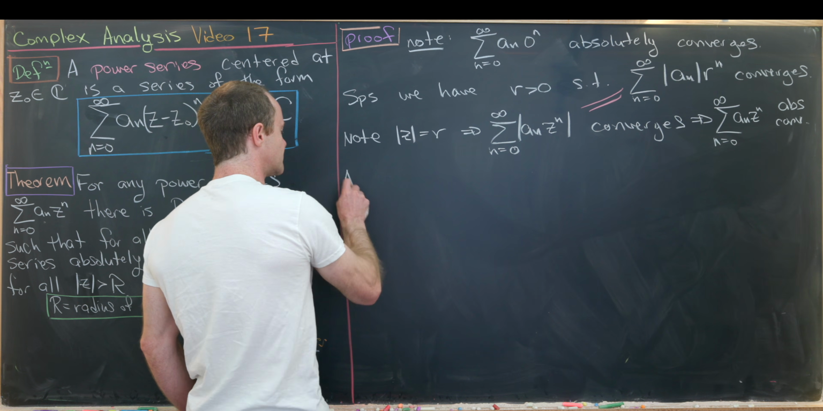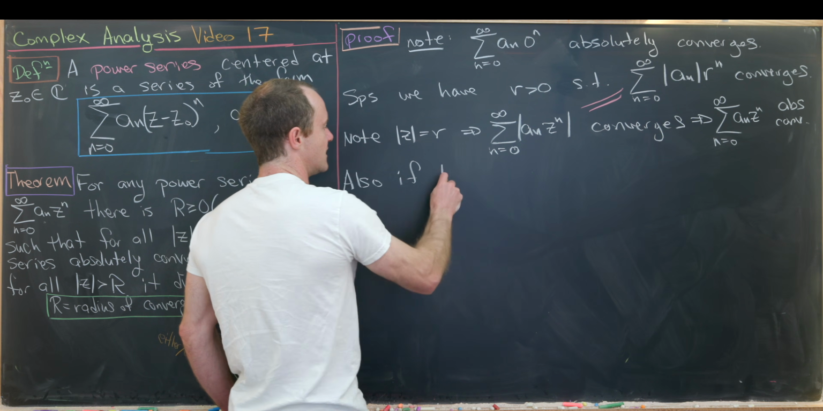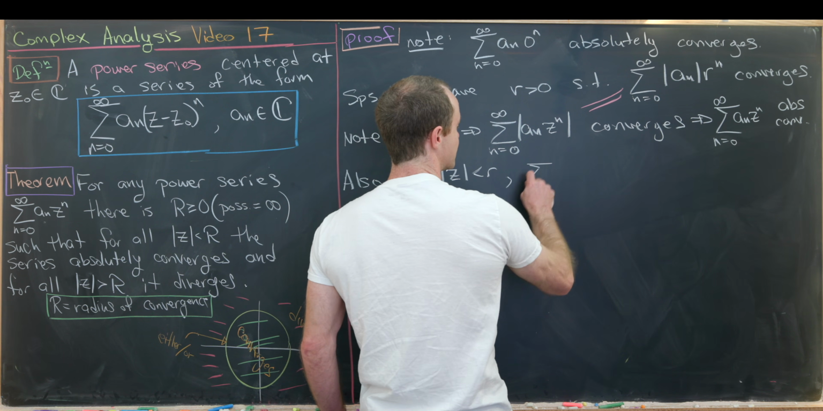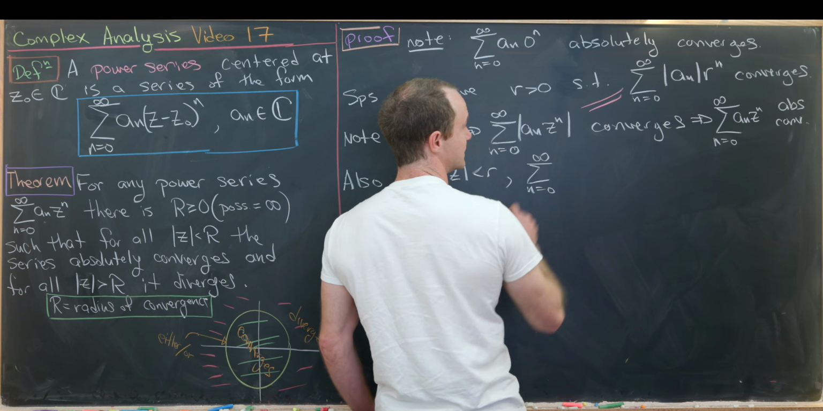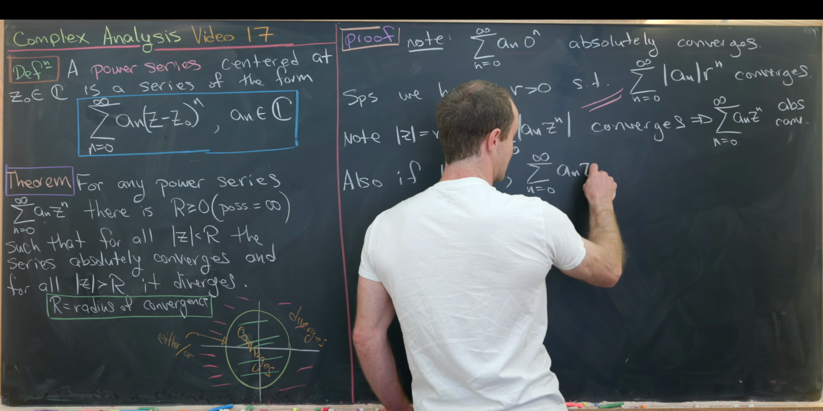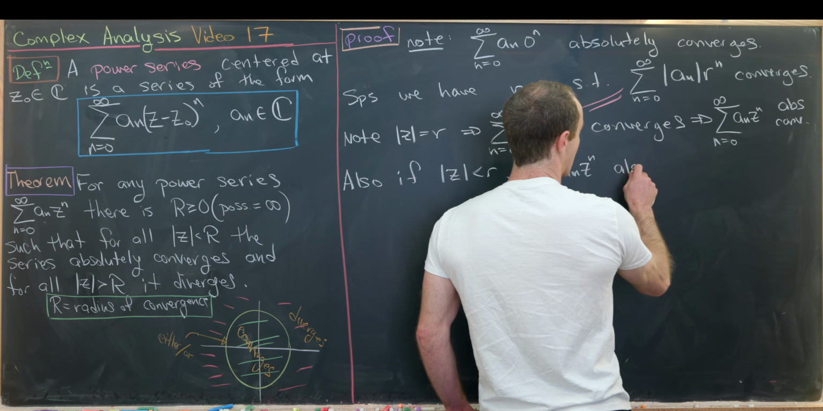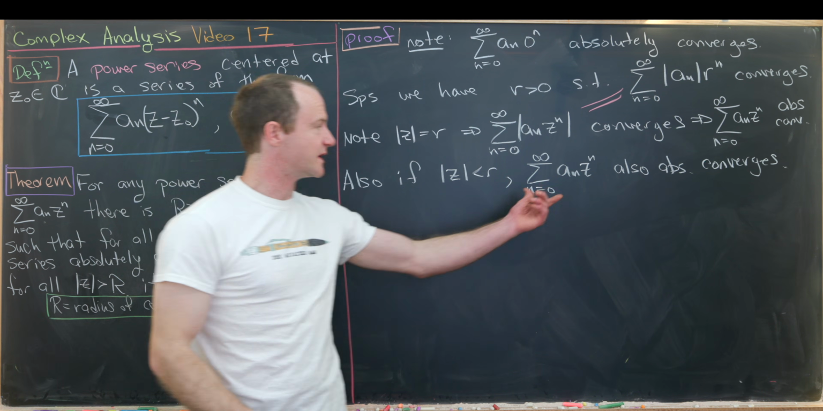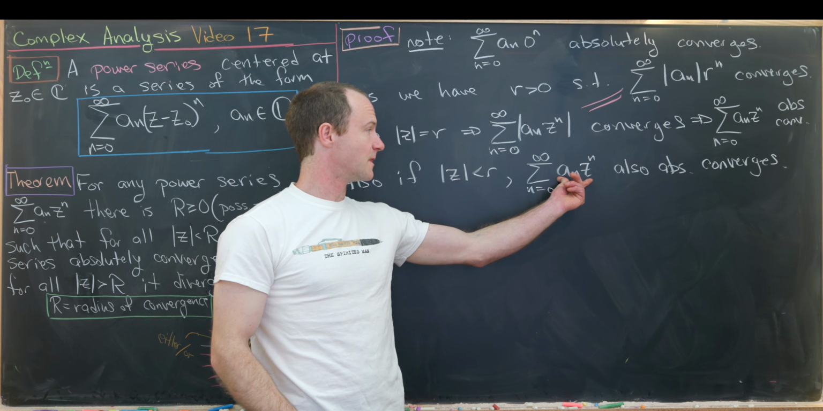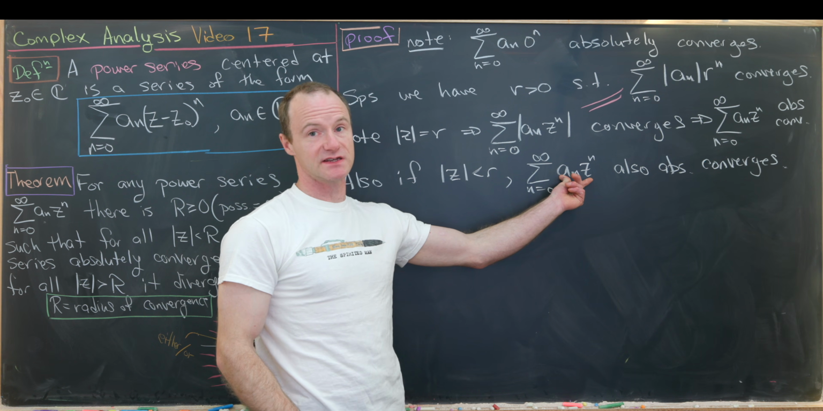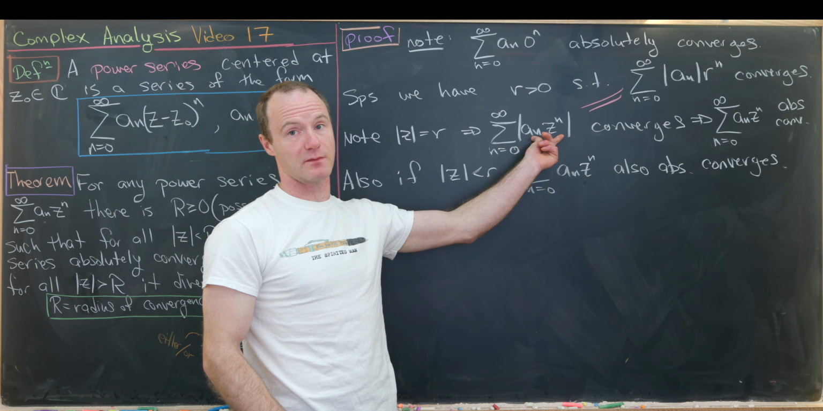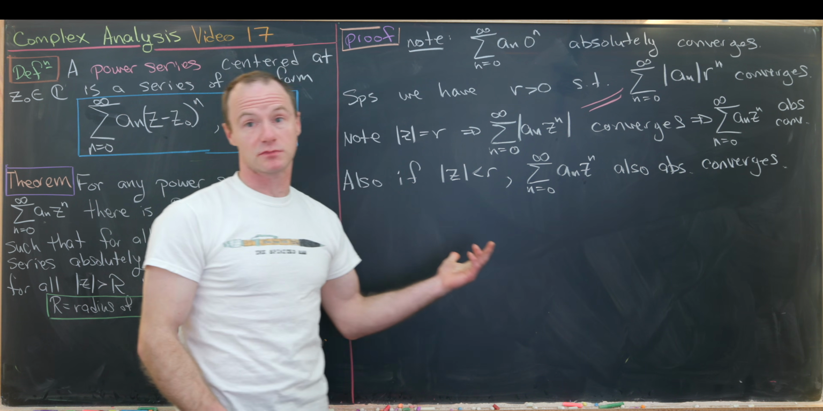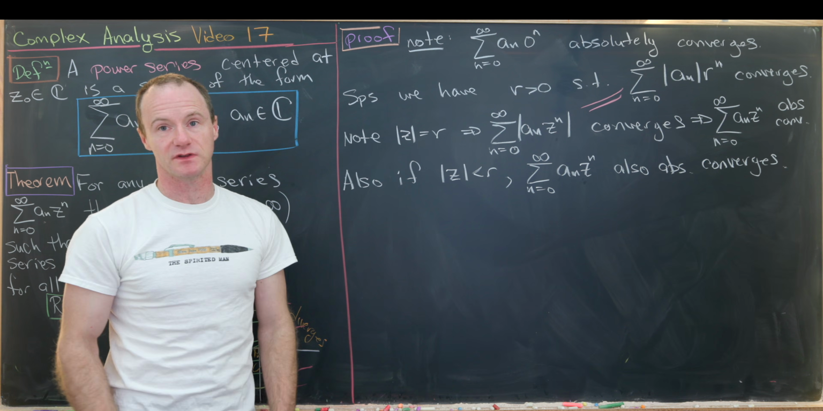And then also, if the modulus of z is less than r, we know that the sum as n goes from 0 to infinity of a_n z^n also absolutely converges. And that's by the comparison test. We can take the modulus of this, but each term from the modulus of this is less than each term from the modulus of that. So the sum where we take the modulus here converges, which means this thing absolutely converges.